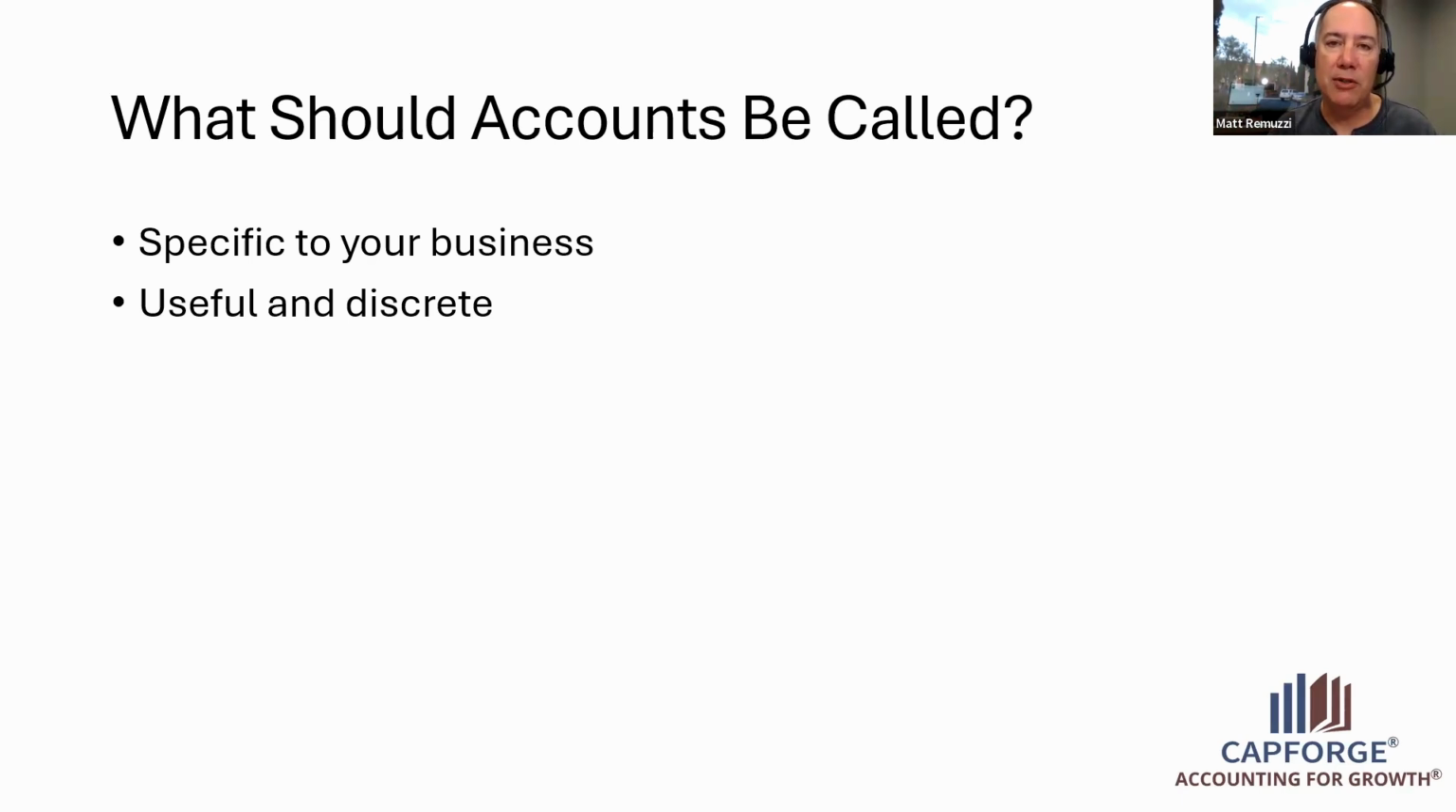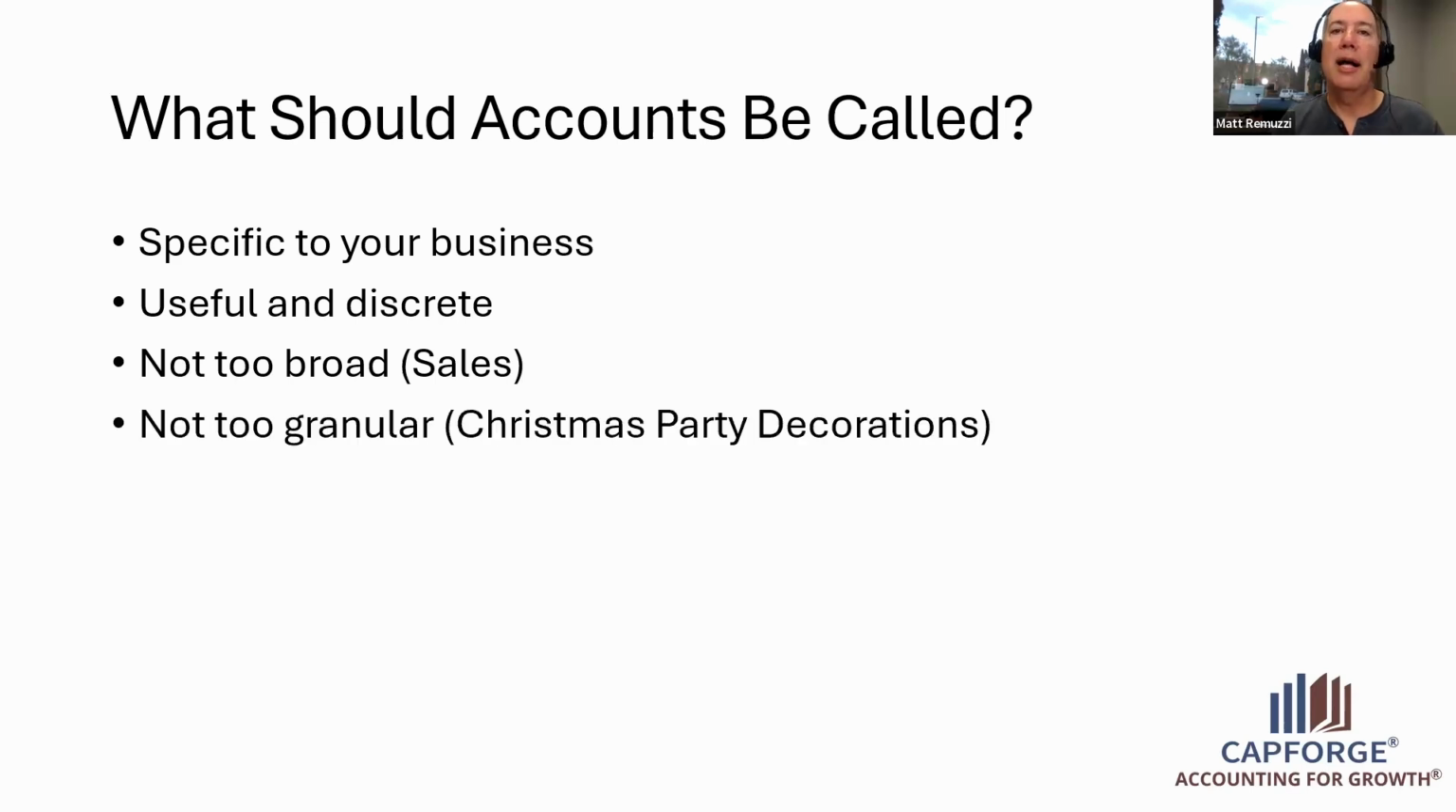So make sure they're both useful and discrete, not too broad like car repair, when really you could at least divide that into labor and parts, but also not too granular. I've seen people use things like Christmas party decorations as an account, or even 2023 Christmas party decorations. An account you may only use 1 or 2 times in the entire life of the business. That is not useful.